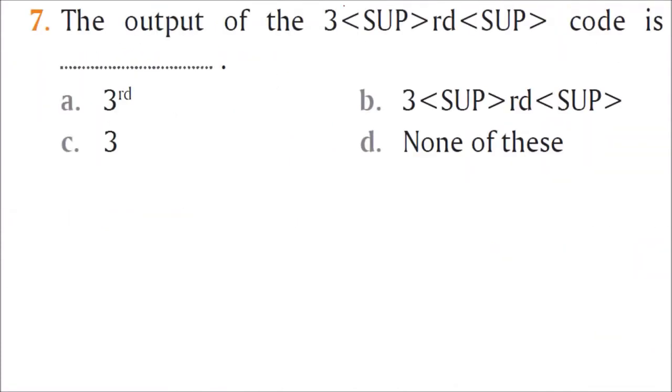Next is the output of the 3 sub RD. What does this mean? SUP means superscript. This is superscript, means if 3 is there and RD is there, RD will go as a superscript to third. So this will be the answer, A.